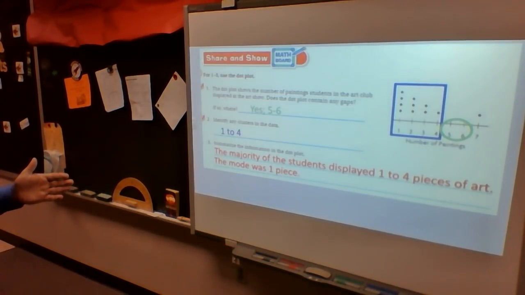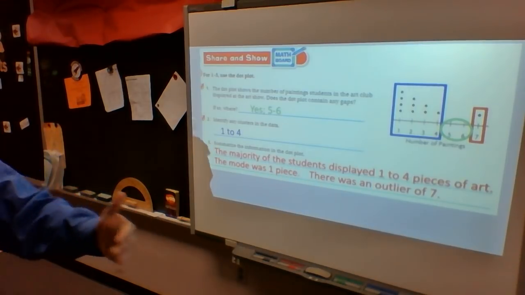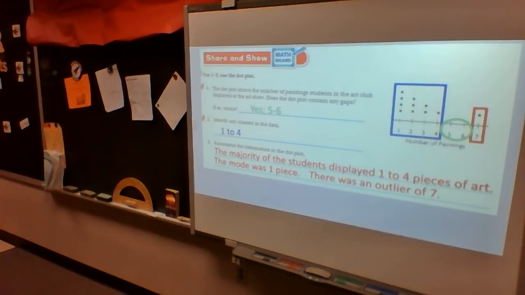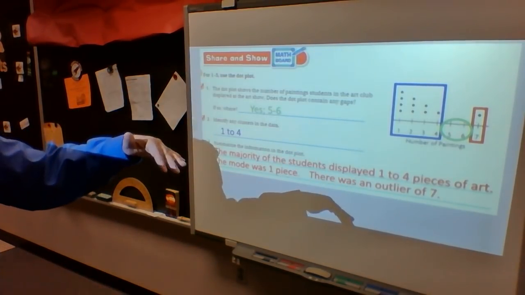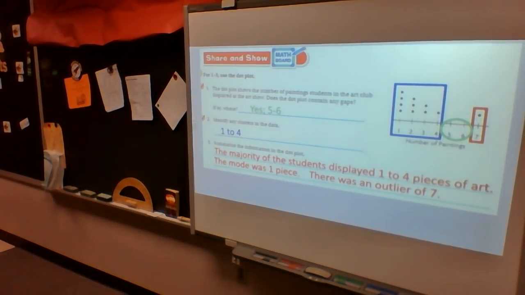I could also say what we talked about last week, there was an outlier, something that was far away from all the groupings or the main cluster of information. So the outlier would be 7 pieces. So everyone in the class displayed anywhere from 1 to 4 pieces of art, but we had an overachiever who actually did 7 pieces and put them on display.